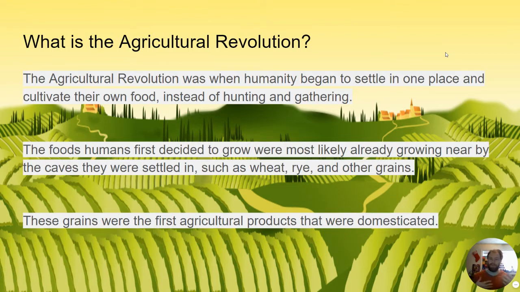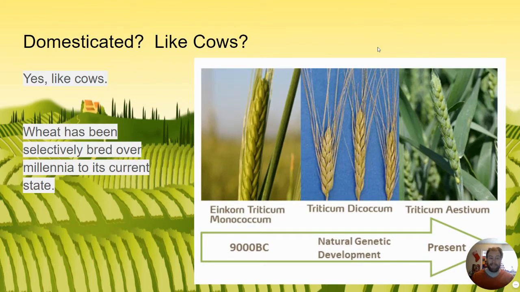So the foods humans first decided to grow were most likely already growing near the caves they were settled in, such as wheat, rye, and other grains. So there were these grains and grasses that were already growing in the areas they were moving between, and they realized that they could eat these things, and so why not learn how to grow them themselves so that they could have that food source constantly. So these grains were really the first agricultural products that were domesticated, other than livestock. So things like goats and sheep, stuff like that. So domesticated, like cows, yeah.